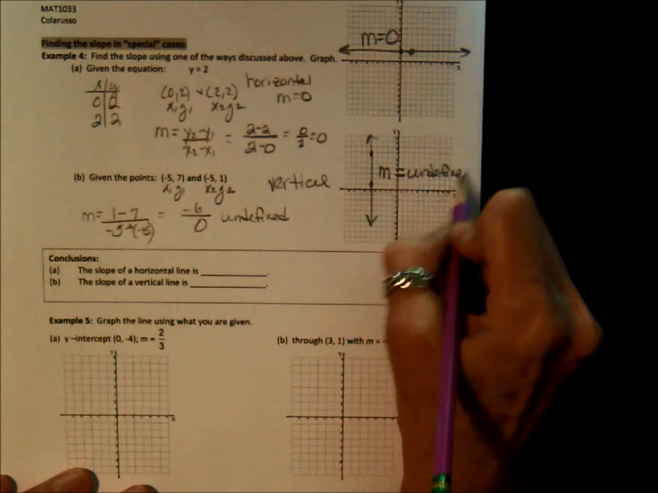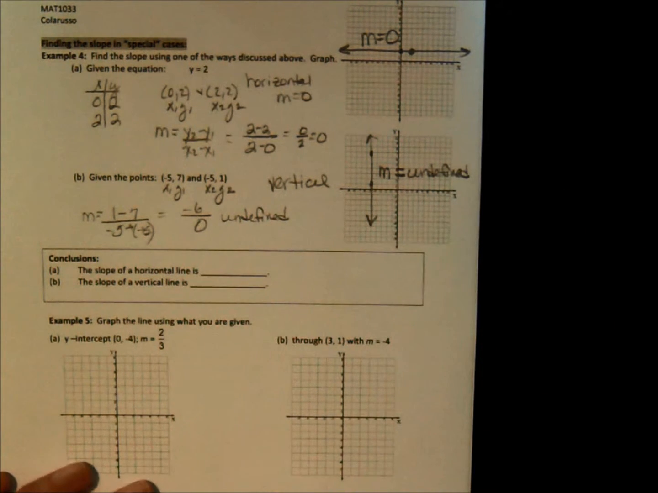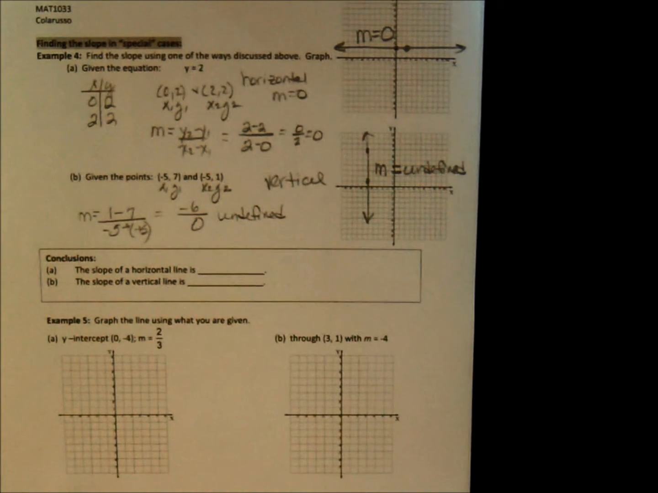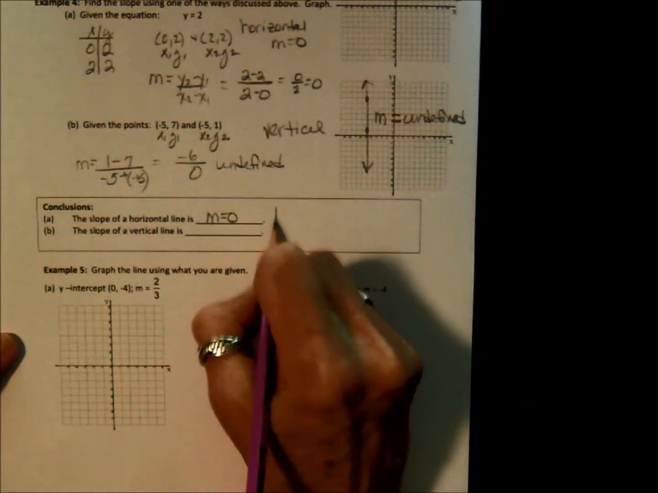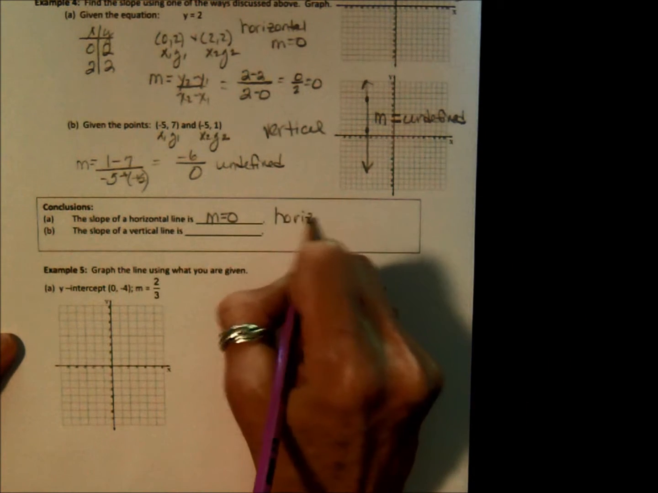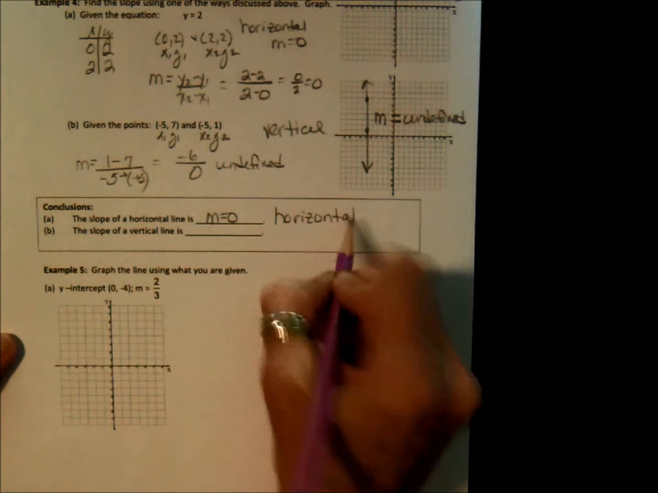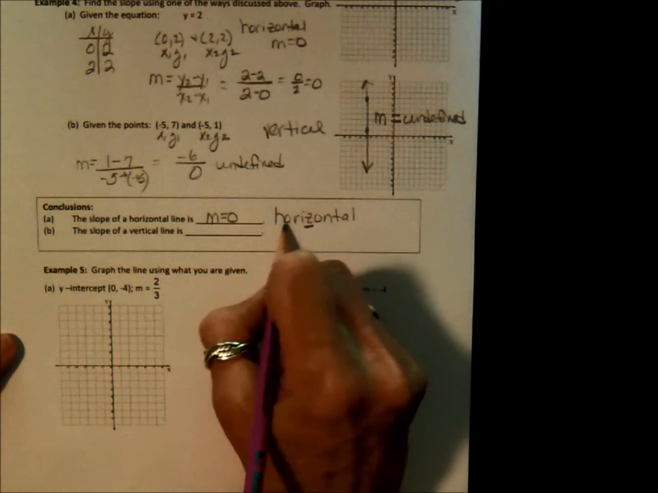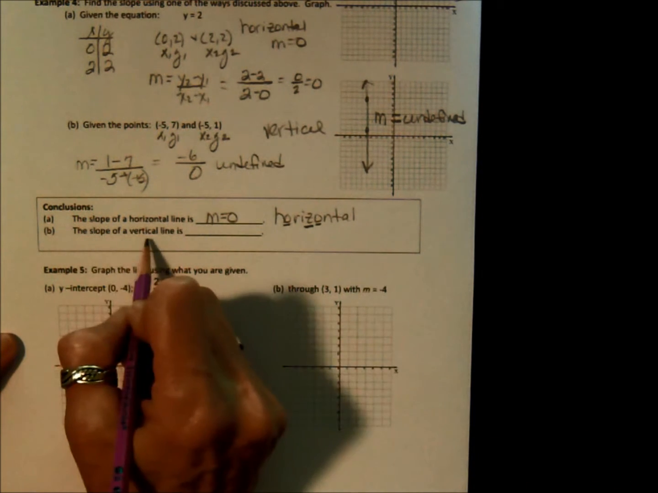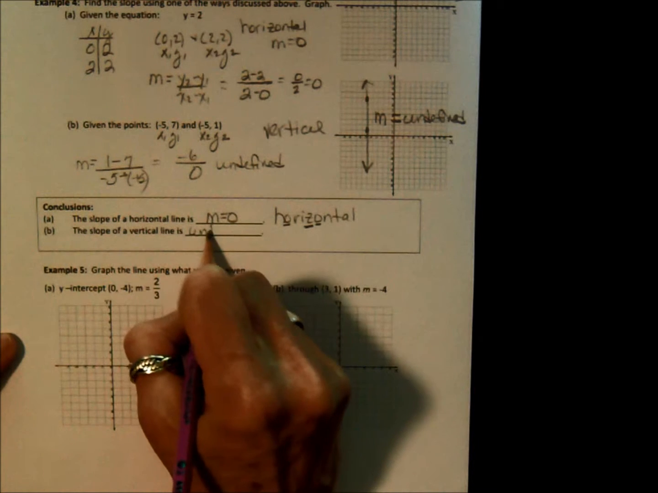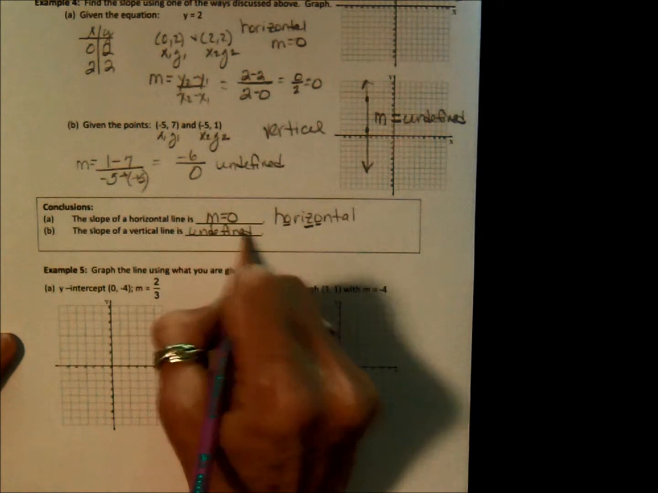That's different than 0. So let's kind of do these conclusions that you'll see there in the middle of your page. The slope of a horizontal line will always be m equals 0. And I want to show you something. Look at the word horizontal. It starts with an h, like 0 has a hole in it. So you can kind of go horizontal and 0 go together. The slope of a vertical line is undefined. Always, no exceptions.